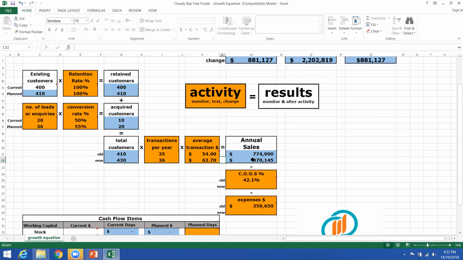So we can see by putting all of those changes in place, her sales will increase to $970,000. That's just under $200,000 for the year.